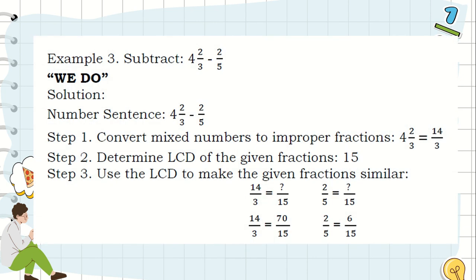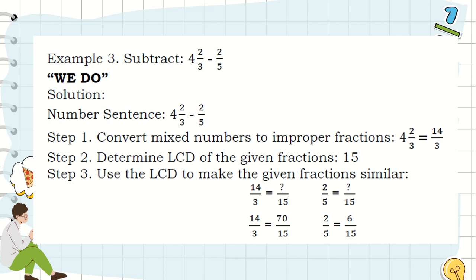Example 4. Subtract 2/5 from 4 2/3. Solution. Number sentence is 4 2/3 minus 2/5. Step 1. Convert mixed numbers to improper fractions. 4 2/3 will become 14/3. Step 2. Determine the LCD of the given fractions, and it is 15.